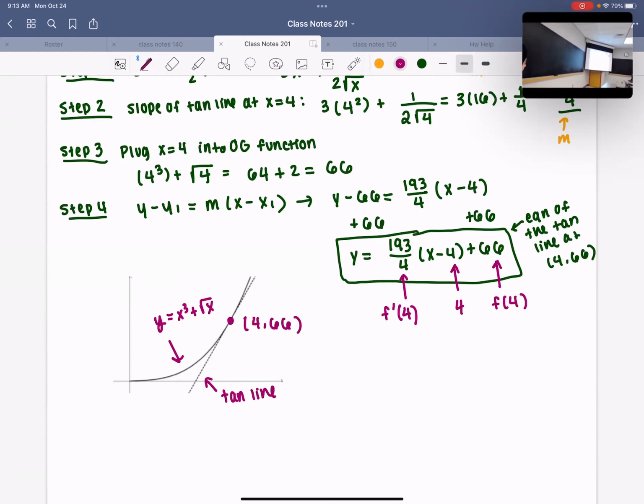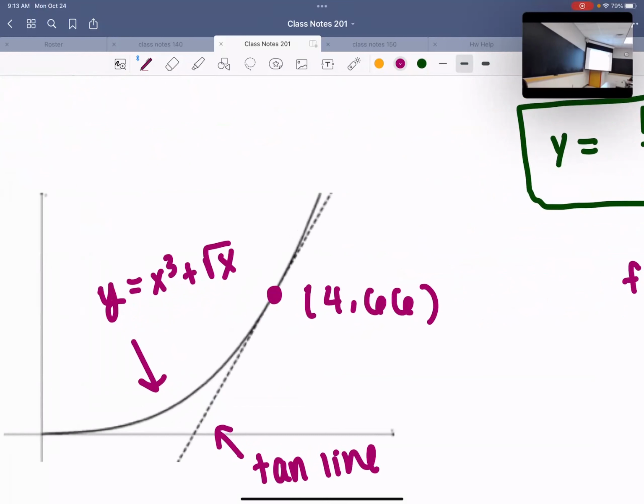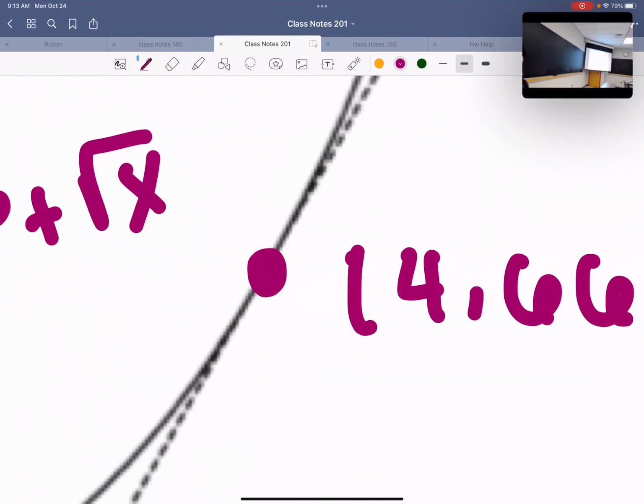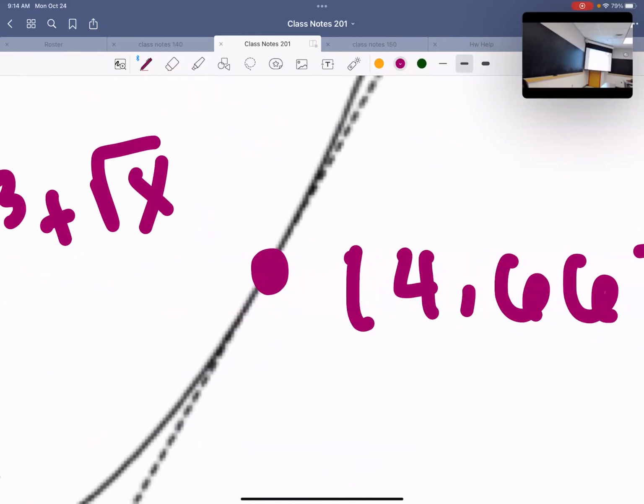Now, not very illuminating, but what we're actually going to do in this section is think about what the function does, or what the tangent line does, really close to the point that we're interested in. So we're going to think about what happens near (4, 66). Now I know you can't do this on your paper, but if you zoom in really, really close to my point at x equals 4, what can you say about the tangent line compared to the function?